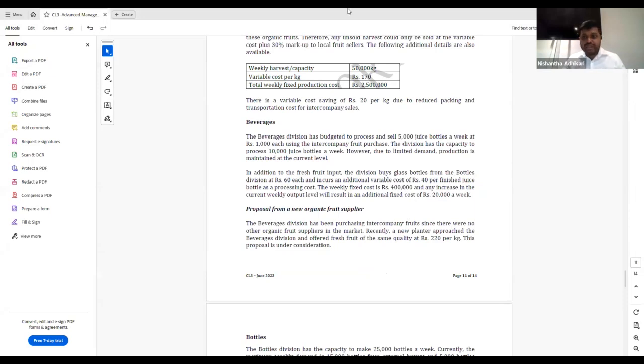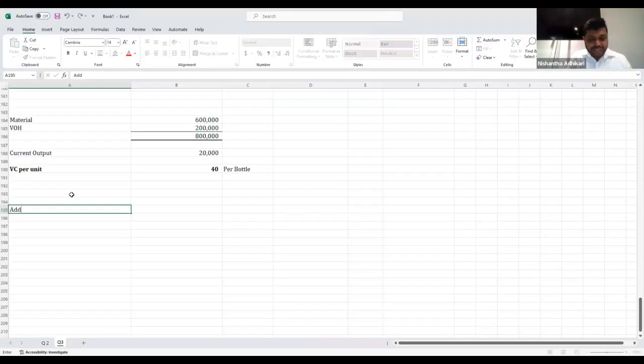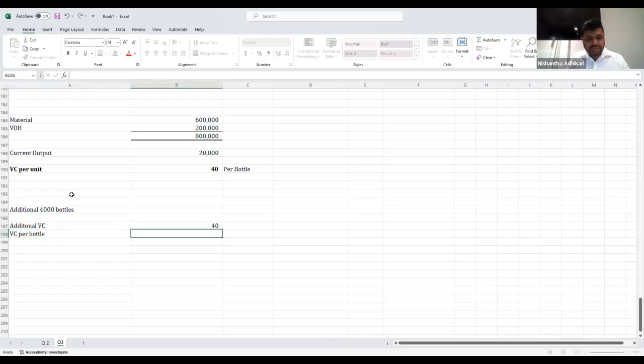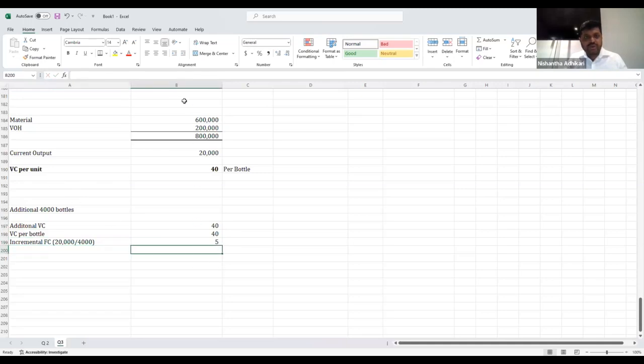Okay, if I share the answer script again, if you decide to produce additional 4,000 bottles, additional variable cost 40, variable cost per bottle 40, incremental fixed cost 20,000 for 4,000 units will be 5 rupees. This is how total 85 rupees will arrive.